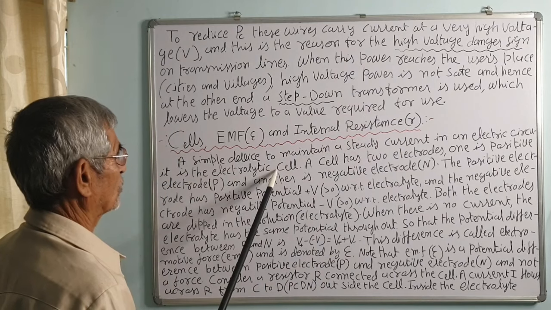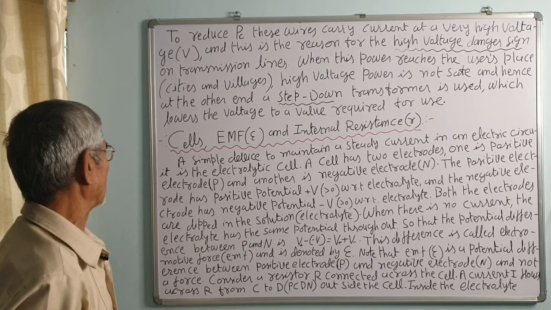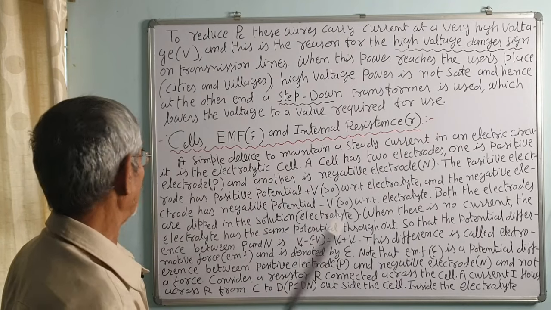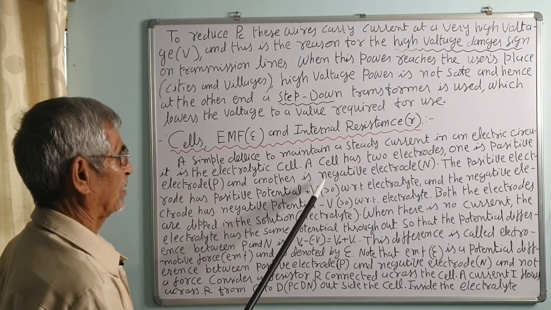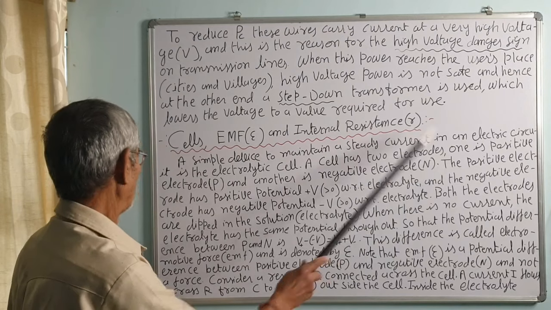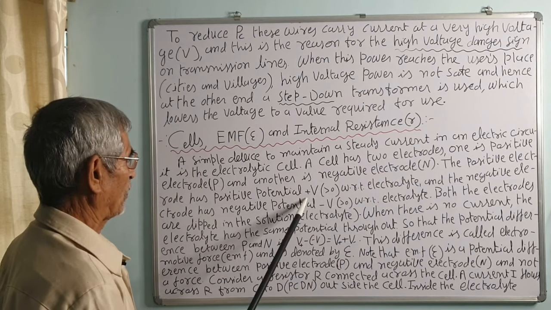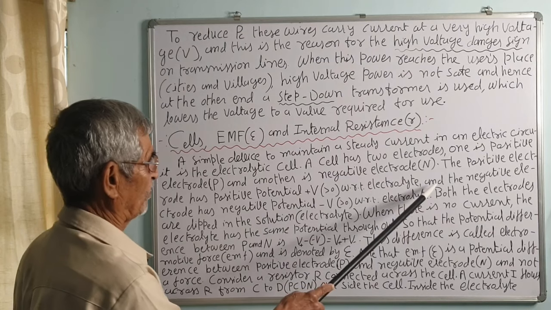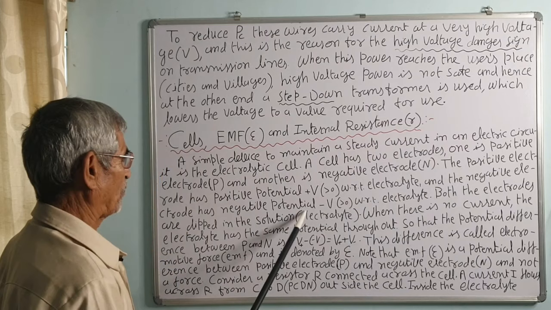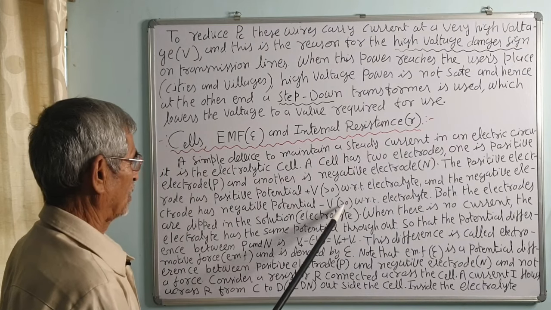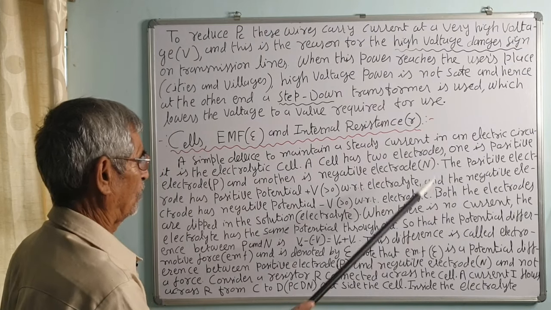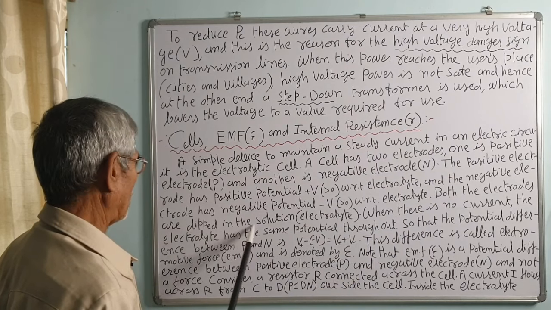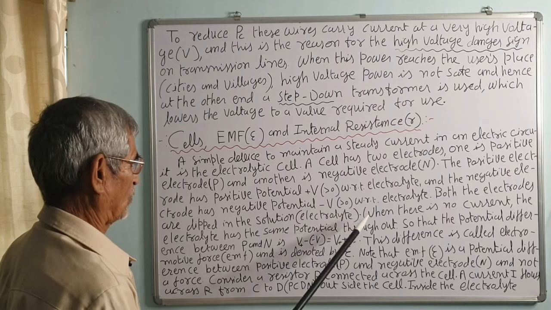A simple device to maintain a steady current in an electric circuit is the electrolytic cell. A cell has 2 electrodes, one is the positive electrode P and the other is the negative electrode N. The positive electrode has a positive potential plus V, which is greater than 0, with respect to the electrolyte, that is the solution, and the negative electrode has a negative potential, that is minus V, with respect to the electrolyte. Both the electrodes are dipped in the solution, that is the electrolyte solution.